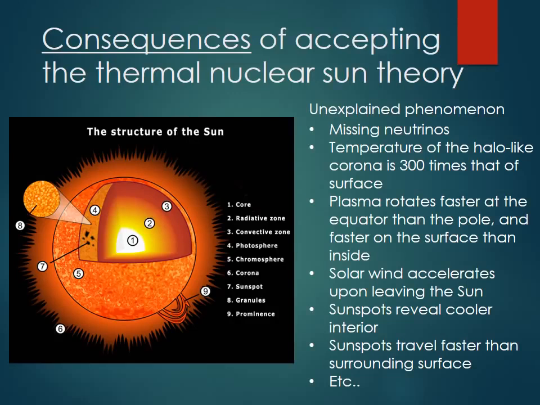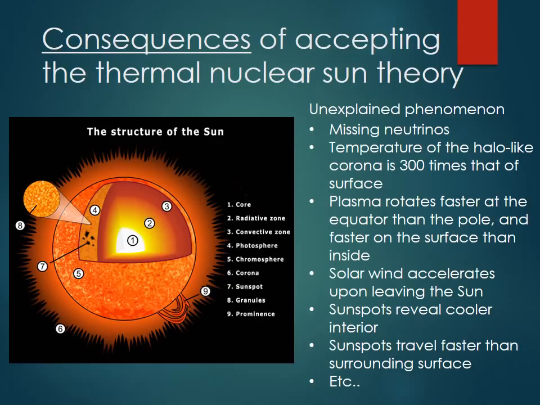The rate of generation of neutrinos is actually inversely proportional to sunspots, and the generation is actually much less than calculated, assuming the energy comes from the inside. The temperature of the hollow light corona is 300 times that of the surface, so the outside is hotter than the surface. The sun rotates faster at the equator on the surface. So this is for the sun. The solar wind accelerates upon leaving the sun.